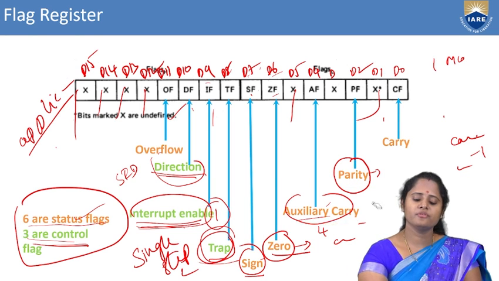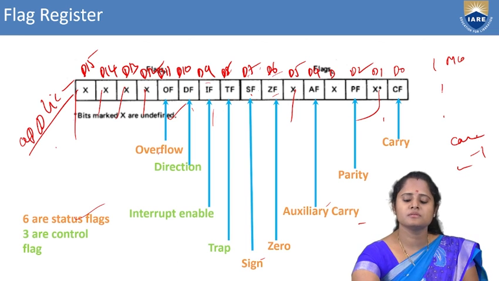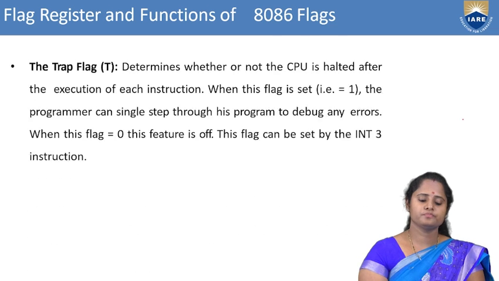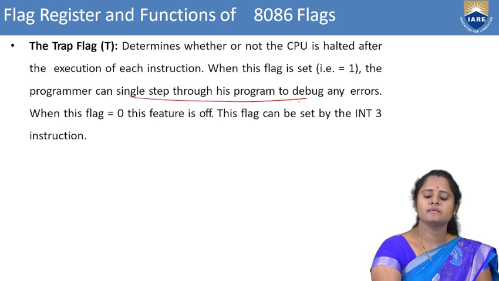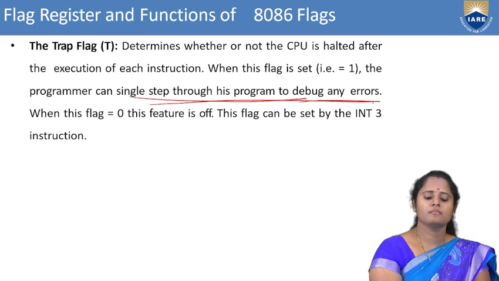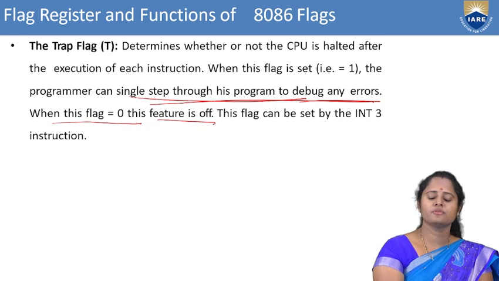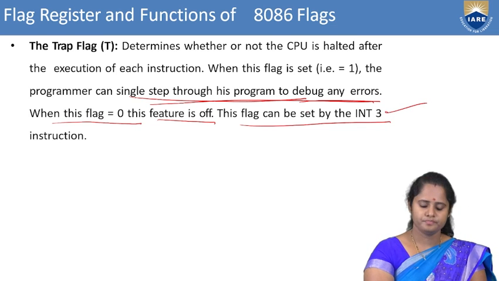And if you're not going for single step execution, all the instructions, about 1 to 10 instructions, will be executed and directly you will get the output. So again, the trap flag is set when you're using single step execution, that is, whenever you're debugging single instructions. Otherwise this flag will be 0 and the feature will be off, and this flag will be set by the INT instruction.